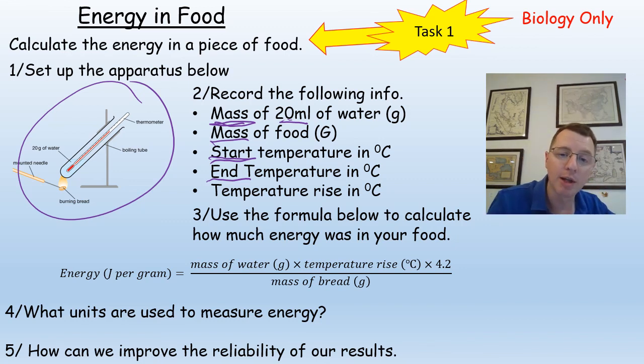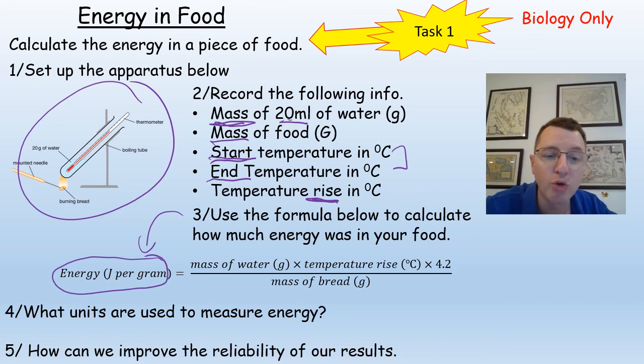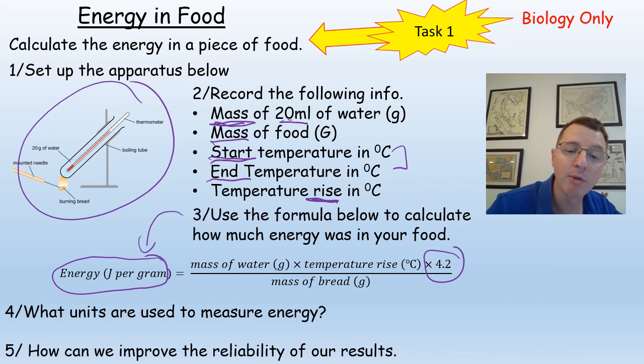Then you need to calculate the difference between these two to find out what was your temperature rise. Once you have those pieces of information, you can then use the formula below, where the energy calculated in joules per gram of your food is the mass of your water times the temperature rise times the specific heat capacity of water, which is 4.2. And then divide that by the mass of your bread so you can work out the figures per gram.